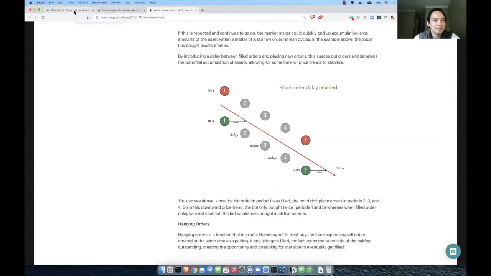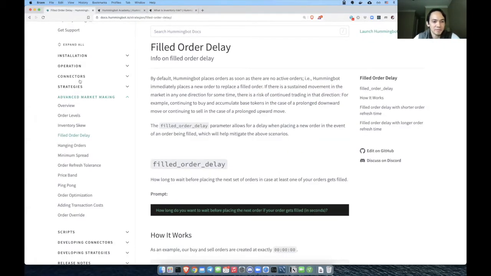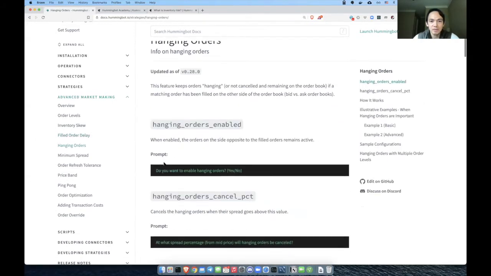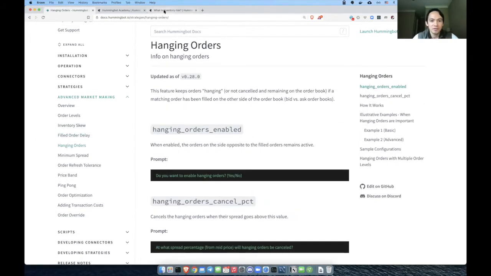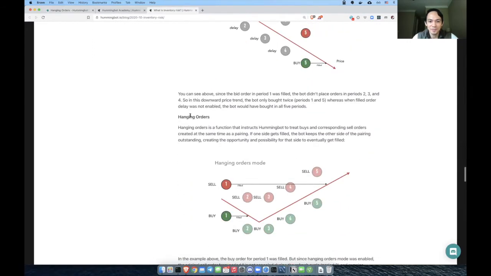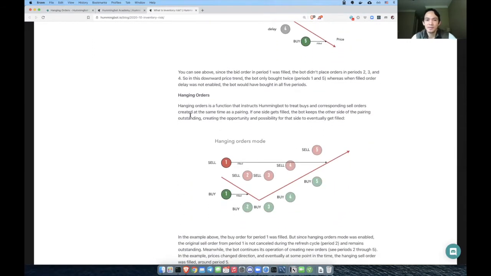Okay, cool. And so one other strategy here, just moving on to the next one: hanging orders. Hanging orders are another twist on how you set orders. This is a strategy that's used by a lot of professional market makers that we've discussed with. A lot of the strategies we're showing here are informed not just by us, but also by discussions with a lot of professional market makers.